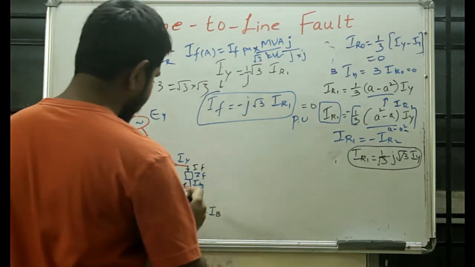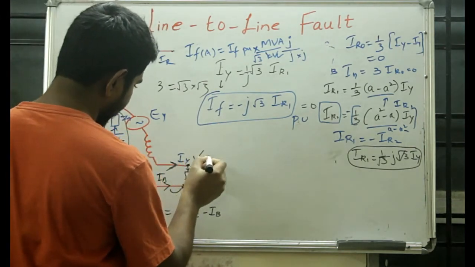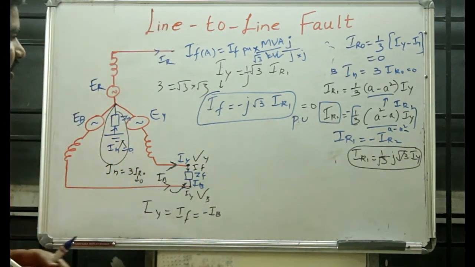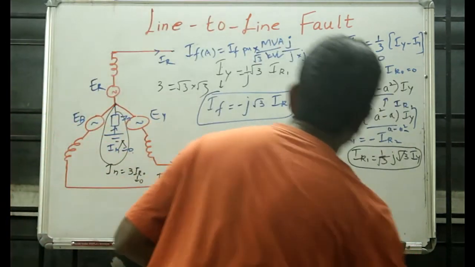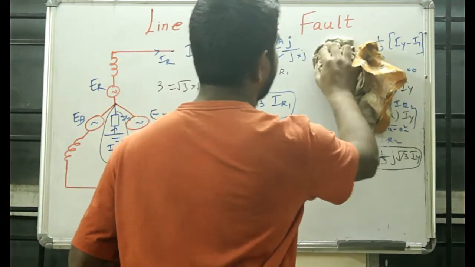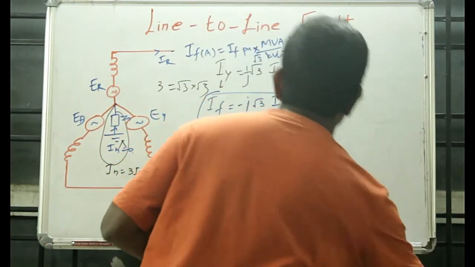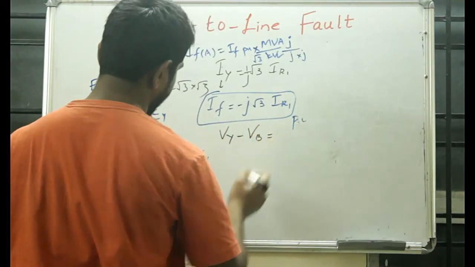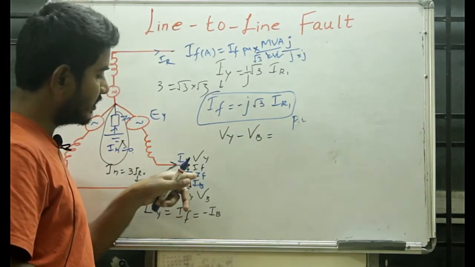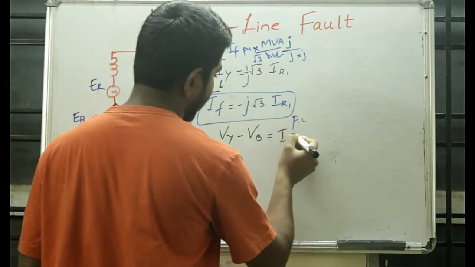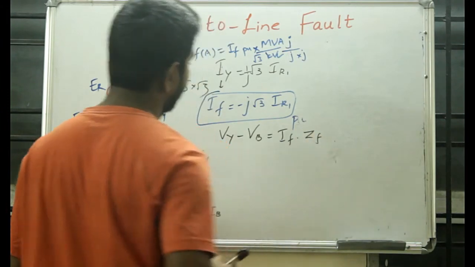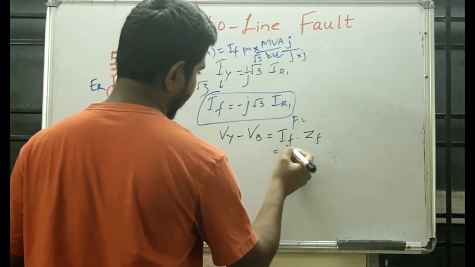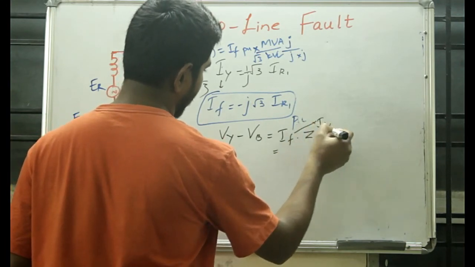So we can see here, this is your Vy and this point is your Vb, right? Let me erase it further so that we can get a relation between Vy and Vb. This can be written as Vy minus Vb will be nothing but If into Zf, which is fault impedance. Now your If is nothing but Iy. You can write it as Iy.